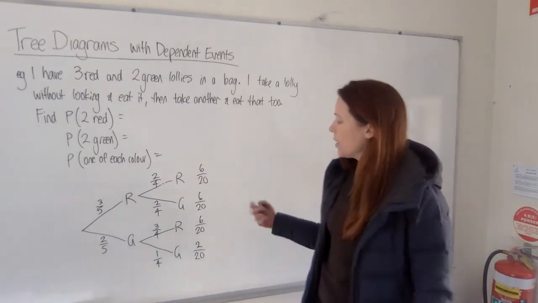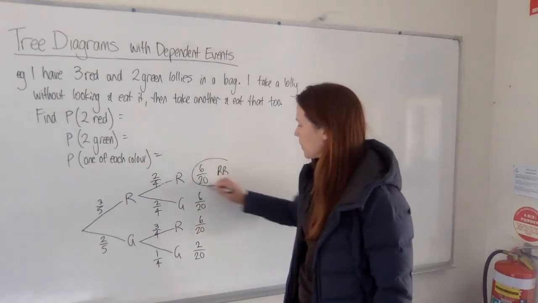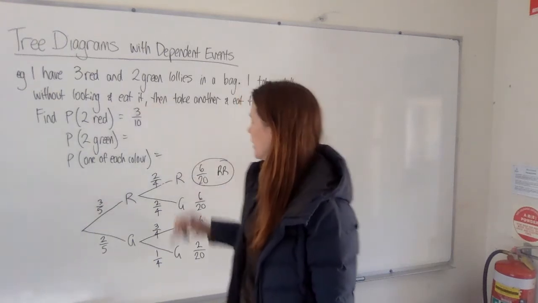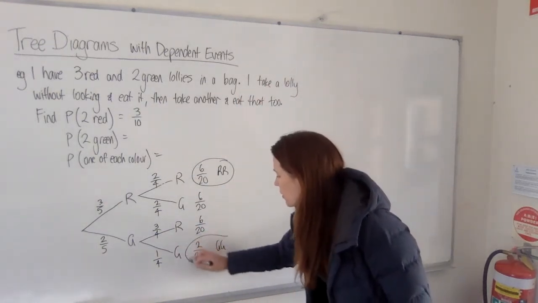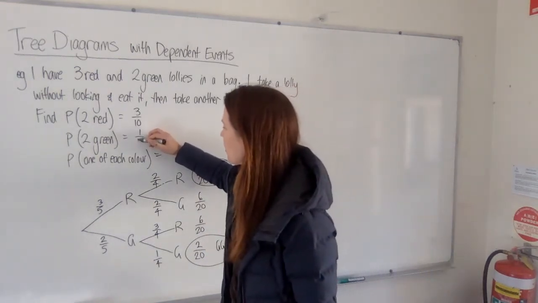Okay, the probability of 2 reds, well, that would be this one, 6/20ths, which I can now simplify to 3/10ths. The probability of getting 2 greens, that would be this one, 2/20ths, which I can easily simplify to 1/10.